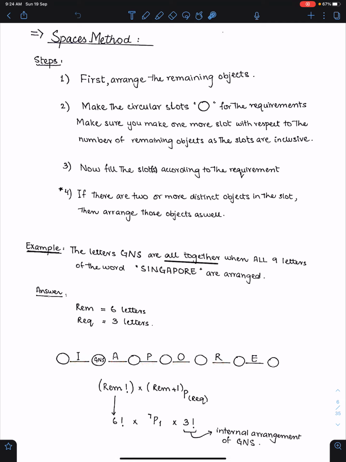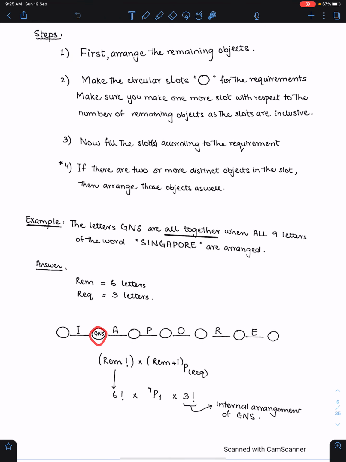Number 2, we make the circular slots like this for the requirement, and make sure you always make one more slot with respect to these spaces because circular slots are always inclusive. Now fill the slot or slots according to the requirement. If there are 2 or more distinct objects in this slot, then arrange those objects as well like this.